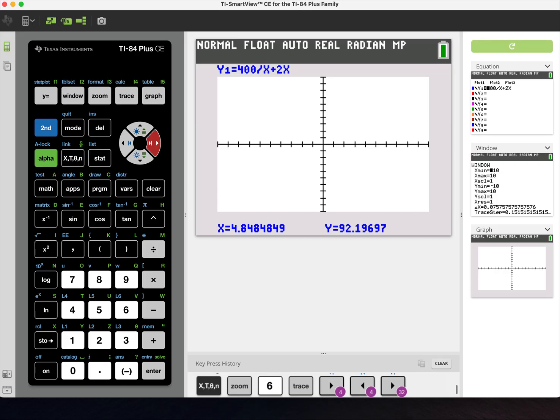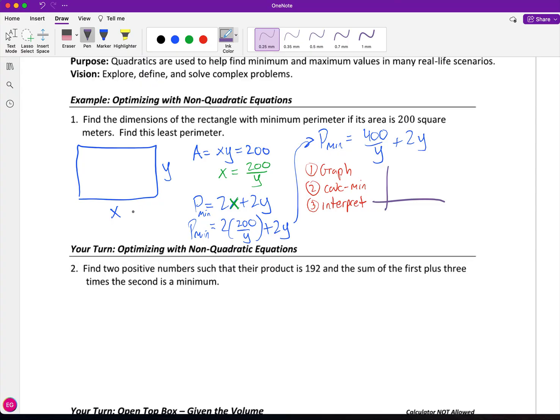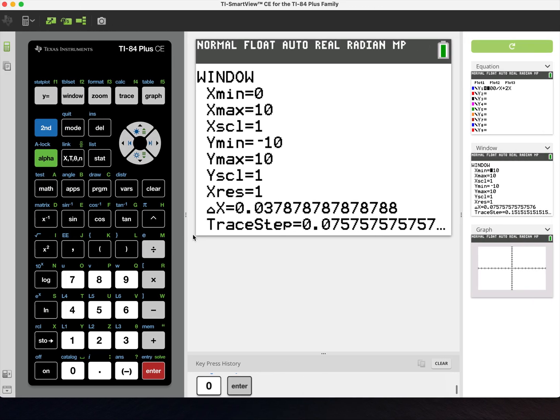So what I'm going to do is adjust my window here to say, hey, let's just let x values go from 0 to 10, because I don't think it makes sense for us to have a negative value here, because remember, our x's and y's over here are side lengths. So it wouldn't make sense for our value to be a negative number. So I'm going to do 0 to 10.